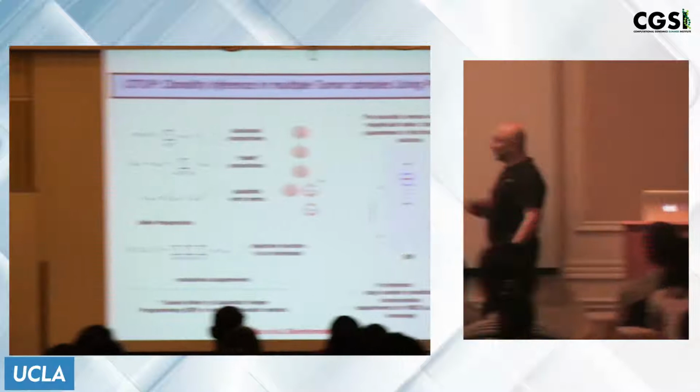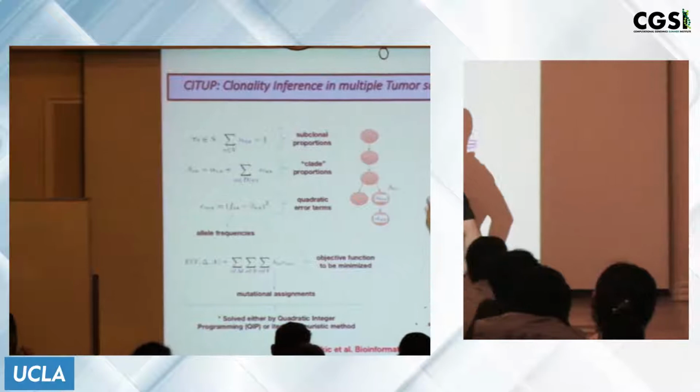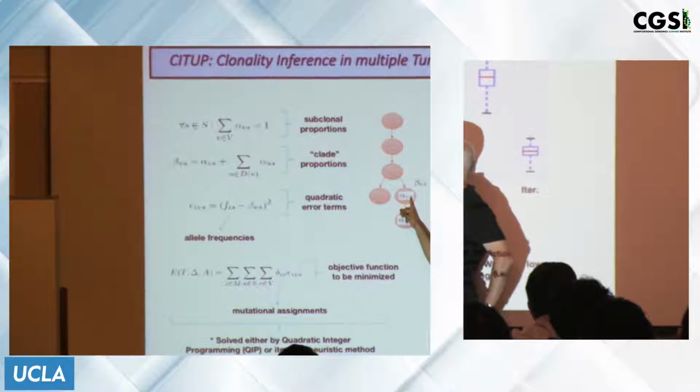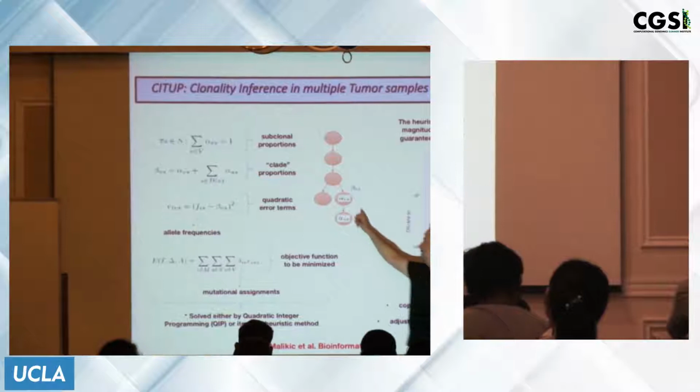Say a particular mutation is placed here. Now, then we have to estimate the fraction of distinct cells. For example, this forms a distinct cell. We'll estimate the distinct cell population. They need to add up to one. And by clade, we mean the entire subtree under a particular node.